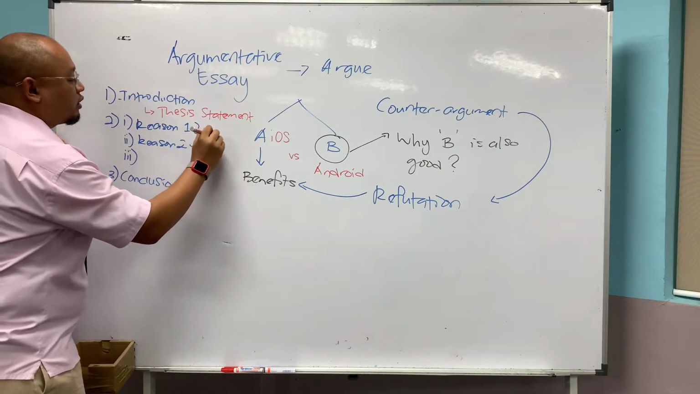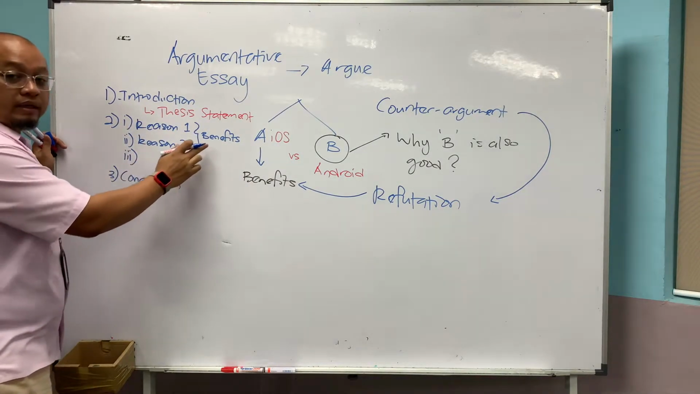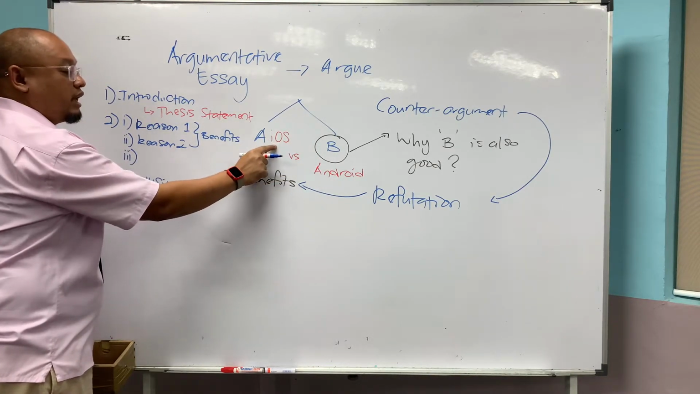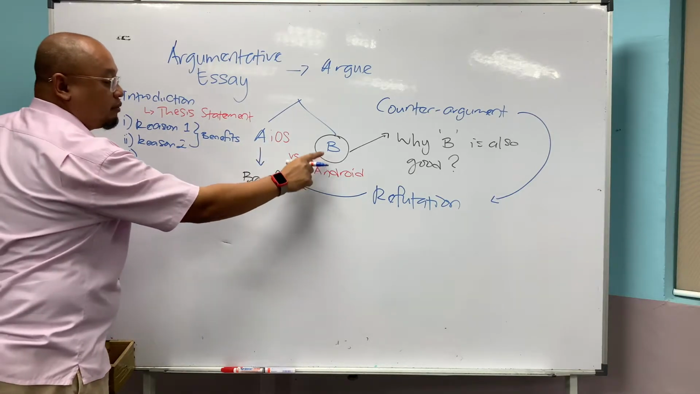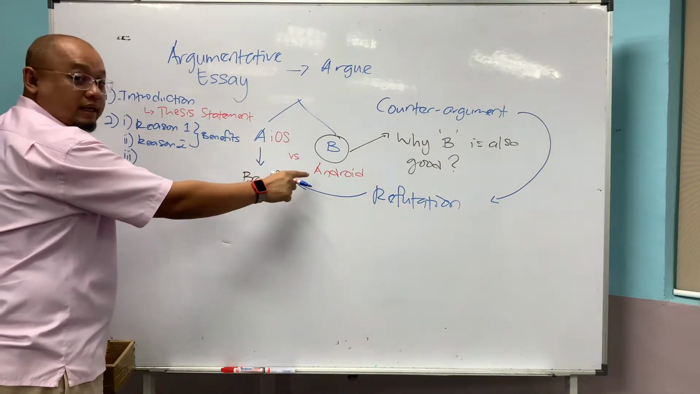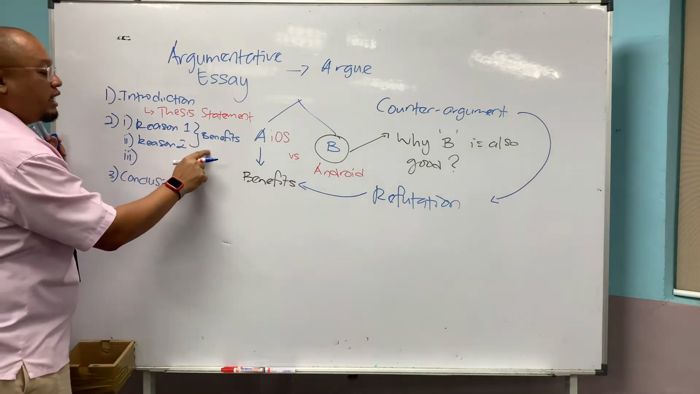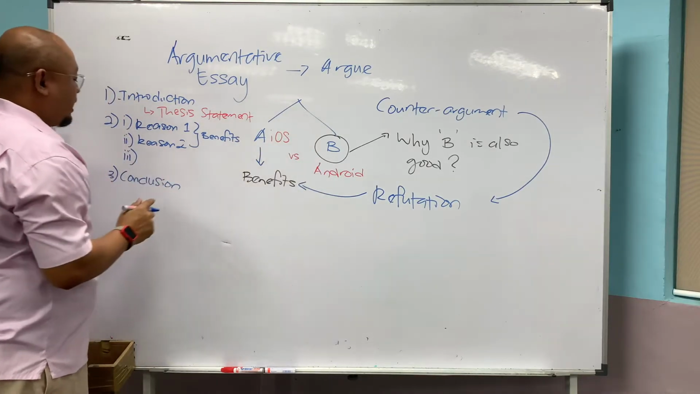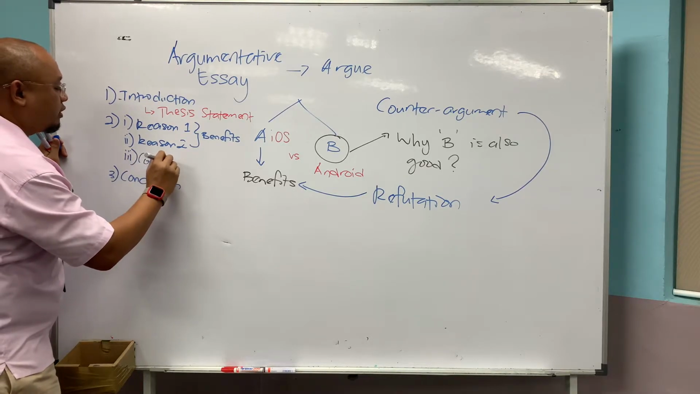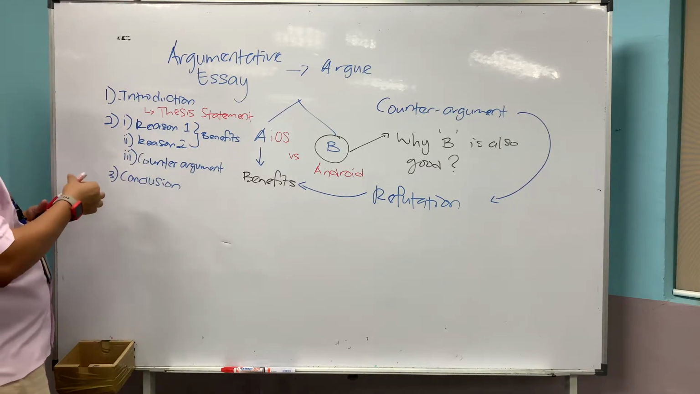So over here, paragraph 2 and 3, we're going to discuss more about the benefits of iOS. Remember, you have two options, A and B. So let's say iOS is for A and B is for Android, and you choose to say that A is better than B. iOS is better than Android. So the second and the third paragraph, you're going to give the reasons why you are saying that A is better than B. Then in number 3, you're going to talk about the counter argument, plus the refutation.